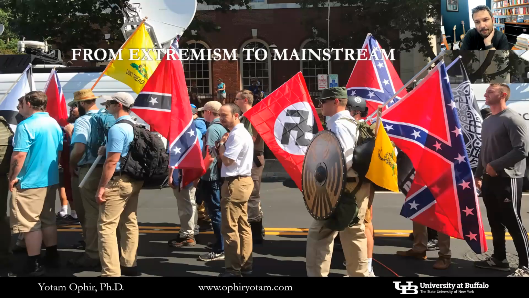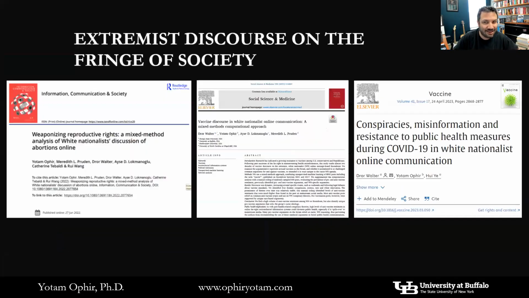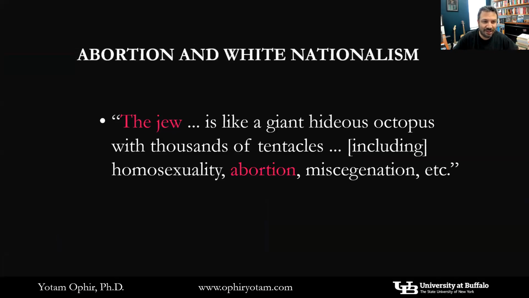One of their most iconic narratives is that, again, liberals, feminists, Jews, homosexuals are trying to replace white Americans with non-white people. Those theories are very common in places like Stormfront. It's kind of like a Nazi version of Reddit, if you want. And you can read about all of these in my own studies, where they explain in their forums that Jews are like a tentacle, like an octopus that has tons of tentacles, like homosexuality and abortions and vaccines and so on. Wild ideas that for many years were kept at the fringes of societies.